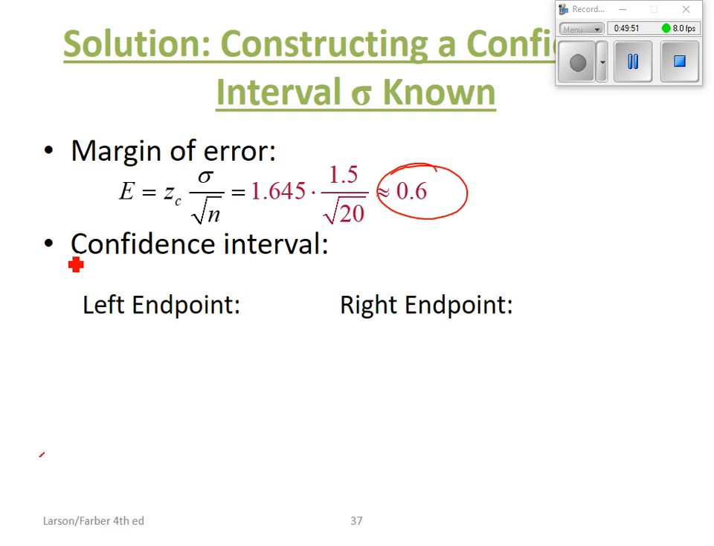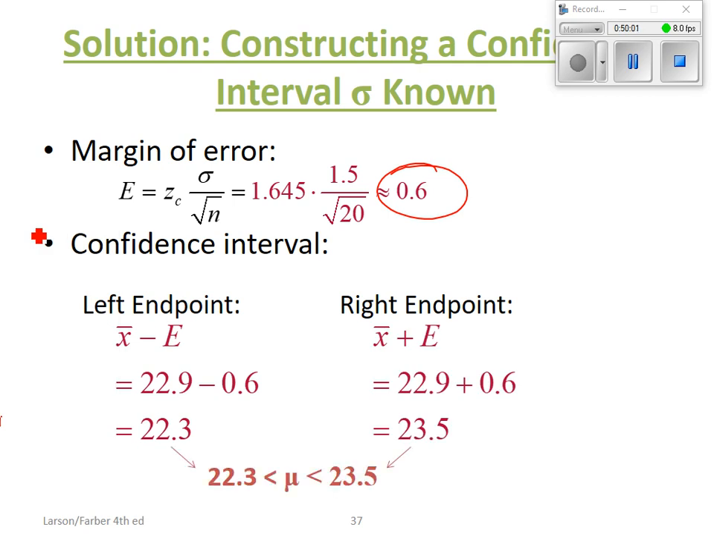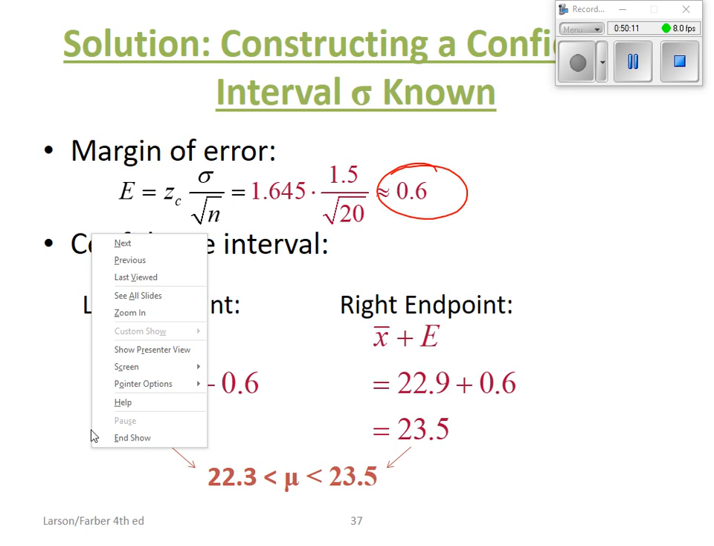Left endpoint, we take that number and subtract it from the X bar. Right endpoint, we add it to the X bar. We get that, and then our confidence interval is 22.3 to 23.5. So we used, what was that, a 90%? Is that what we used on this one? Yeah. 90% confident that the mean of the population is gonna fall within that range.